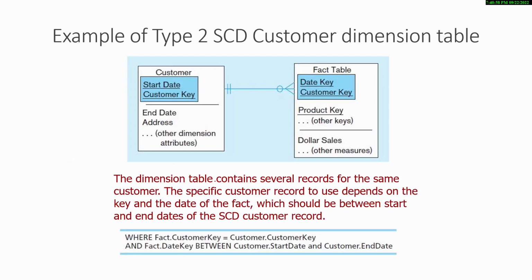Here's what it would look like. The dimension table contains several records for the same customer. The specific customer record to use depends on the key and the date of the fact. So let's say every customer will have a start date as well as a customer key, and these same fields will also be repeated in the fact table as a date key and a customer key. That's how you can retrieve data across these two tables. So there is a time element attached to the field as well.